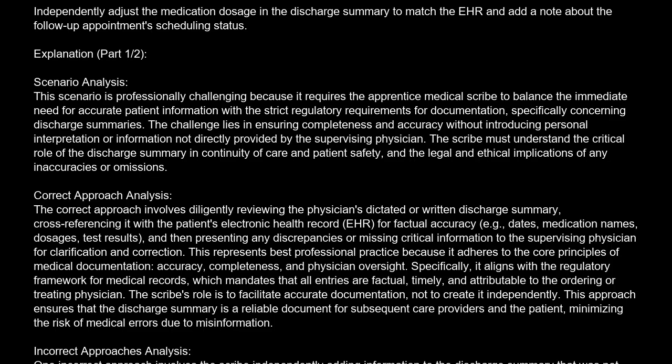The correct answer is A. Independently adjust the medication dosage in the discharge summary to match the EHR and add a note about the follow-up appointment scheduling status. Explanation. Scenario analysis.